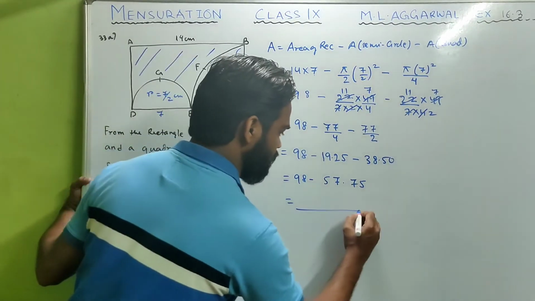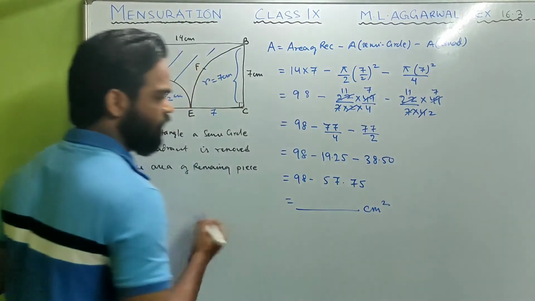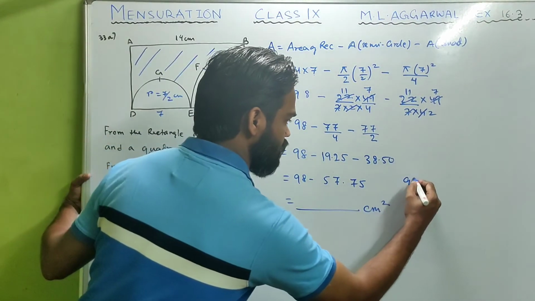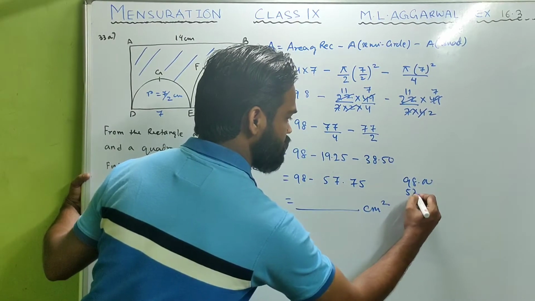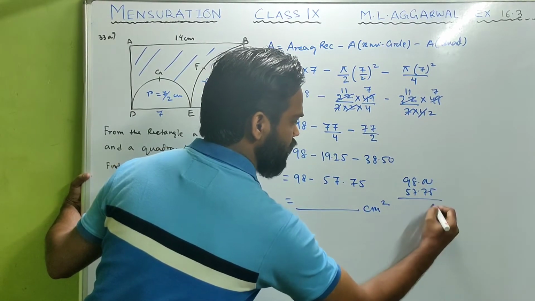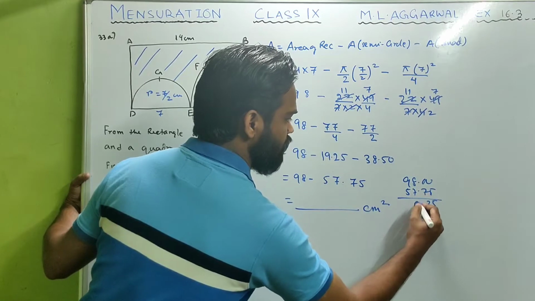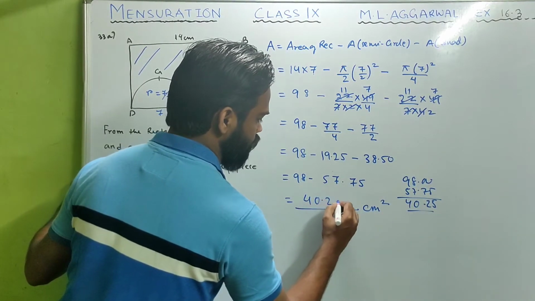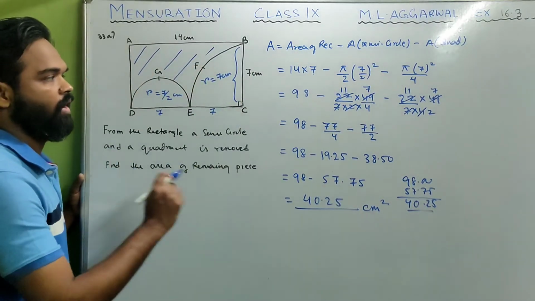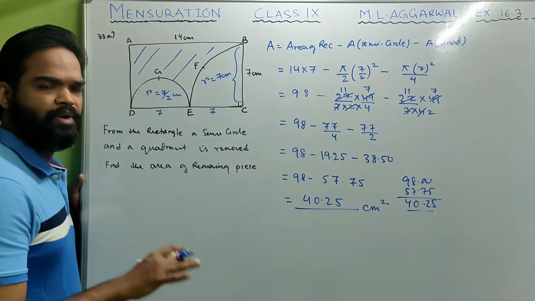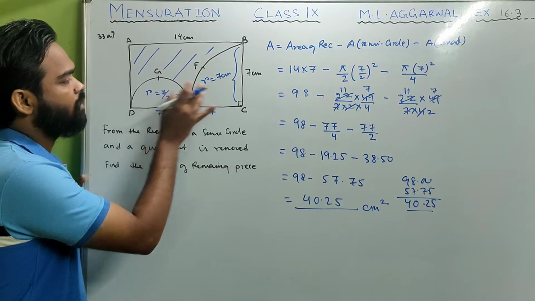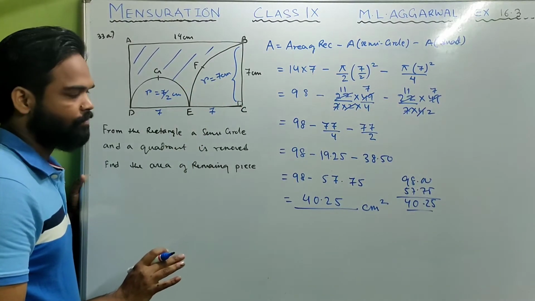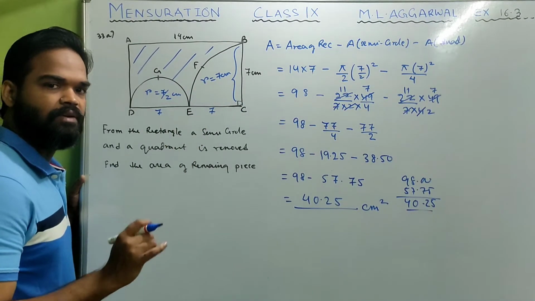So you just subtract it. I'll just subtract it. See, this is 98.00 and this is 57.75. So that's how much is left. This is 40.25 centimeter square, and that's your answer. Pretty easy. Just subtract this area and this area. Okay. Now let us look at the next sum.